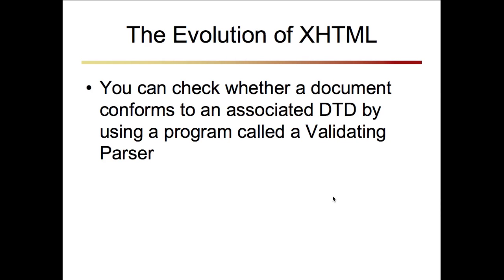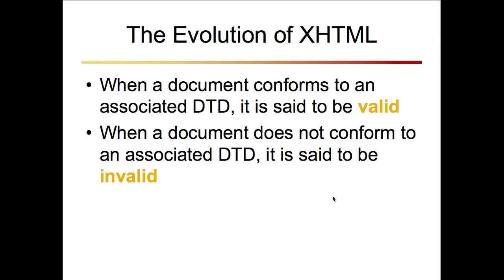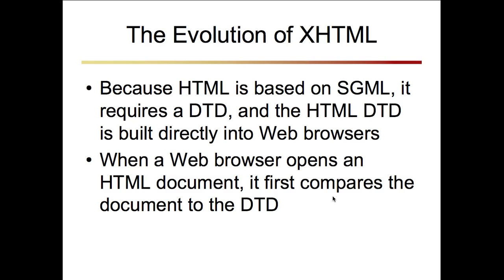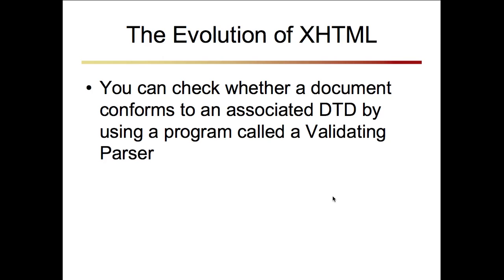We can check whether or not it conforms by calling a validation parser. Remember I said validate.w3c.org. It's a validation system that's going to tell us whether we're valid or invalid, which is the basis of what it's trying to do. We're valid if we're abiding by the DTD and using tags that are defined in the DTD.